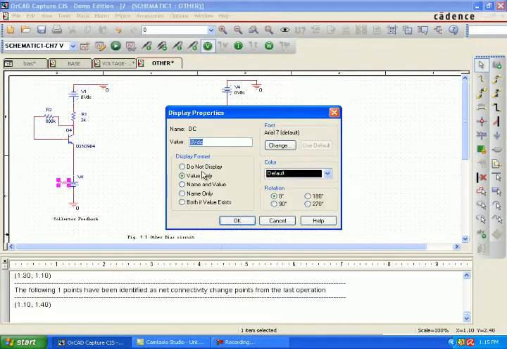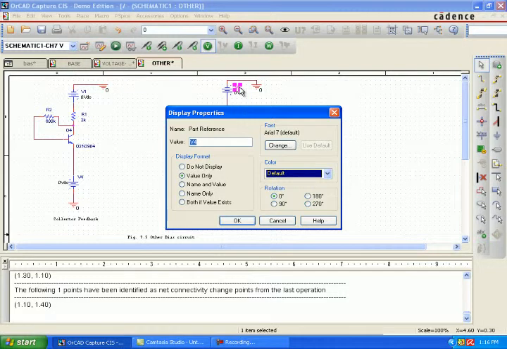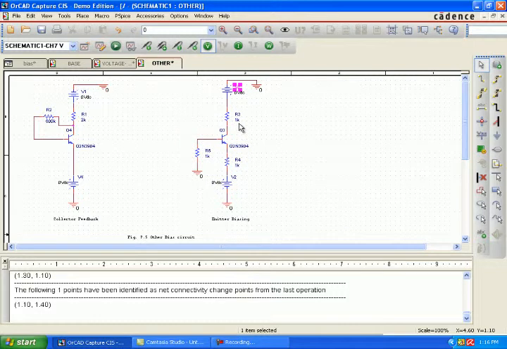Voltage V1, 20 volt DC. Voltage V2 will be also 20 volt DC.